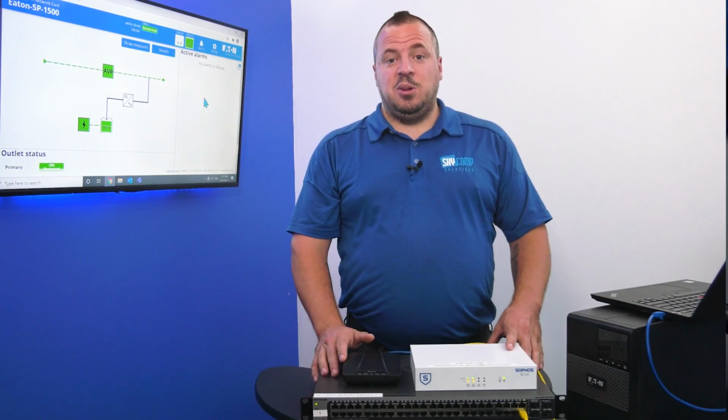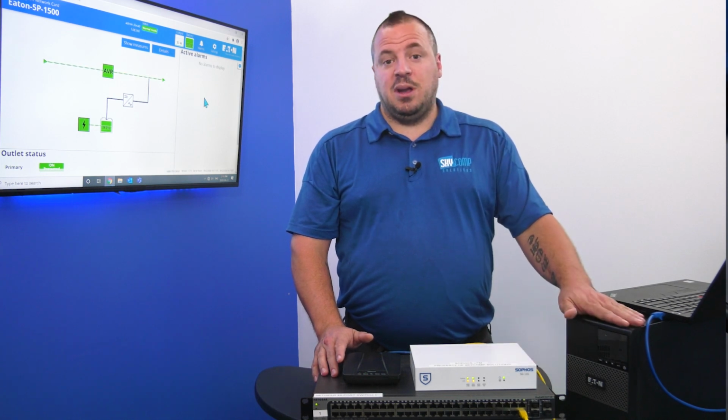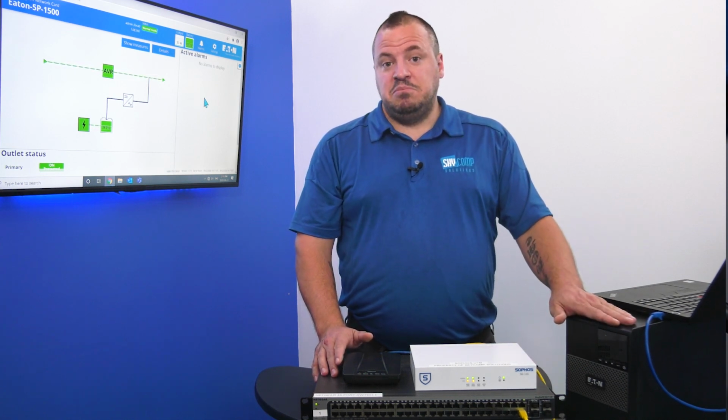I really hope that this information was very useful as to what a UPS is. Most often they're hidden away and you don't really know what they do.